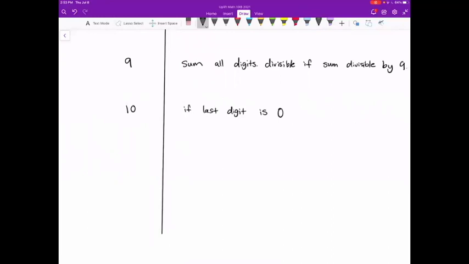Now our final number to check is the number 11. What we do is grab the difference of the sums of the alternating digits and check if that new number is divisible by 11.